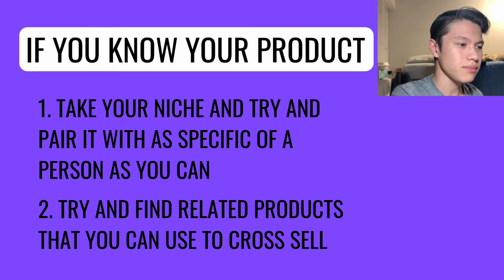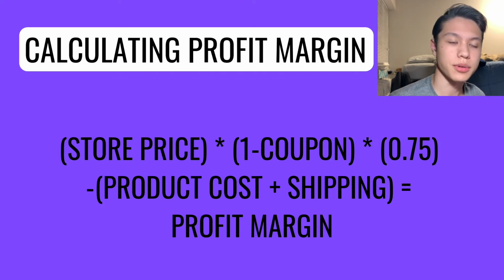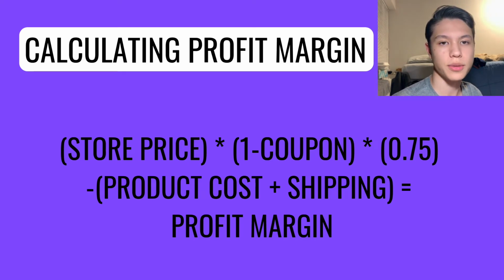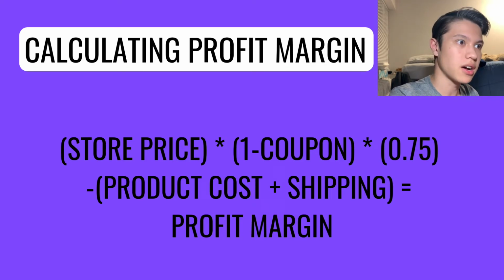So when calculating the pricing for your product, this is actually pretty important. Take your store price that you're gonna market it at, multiply it by 1 minus the coupon as a decimal, and then multiply that by 0.75, subtract your product cost and your shipping costs, and that's your profit margin. That's how much you will make every single time you sell your product. Usually you want to keep that at about greater than 30% of what your store price is.